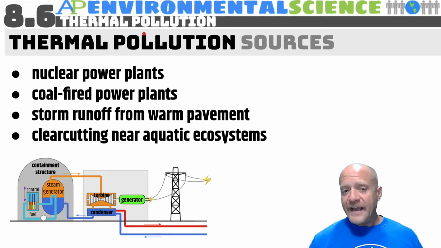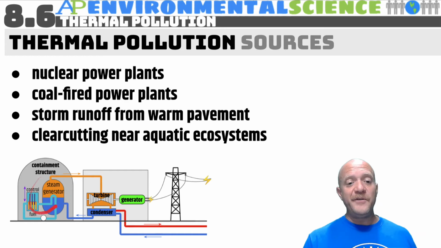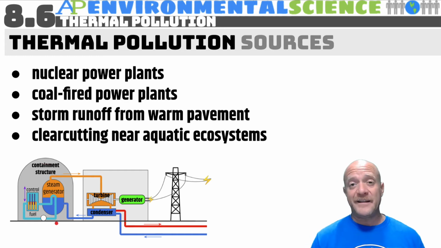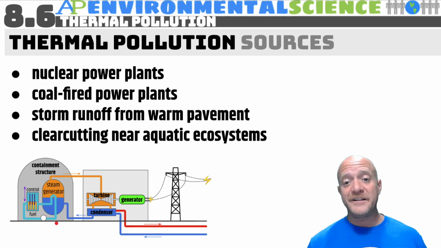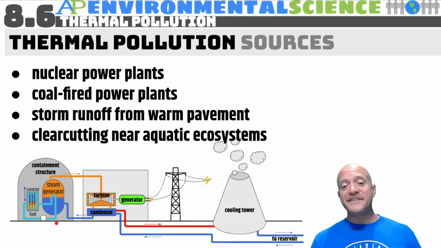So I have a diagram here of a nuclear power plant, because nuclear power plants have a special need for even excess water because of their nuclear reactors that are happening in the containment structure. So they not only have to have water to convert to steam, they have to have additional water to cool down the control rods and the fuel rods.